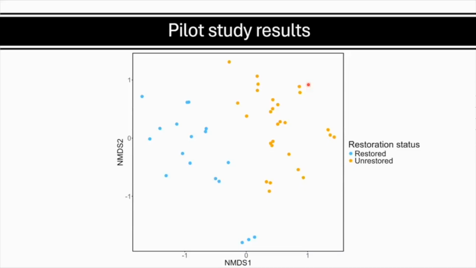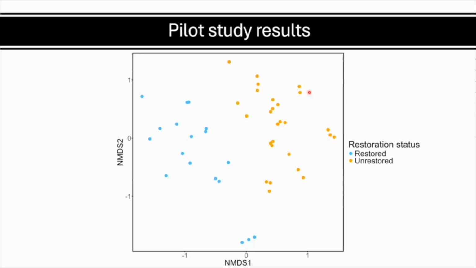Hopefully you can see why I was excited by this plot when I first did it, because it shows that there is definitely some sort of difference between the microbial communities present in the restored area and those present in the unrestored area, which means essentially there's a point to doing my PhD. I'm not wasting my time completely.